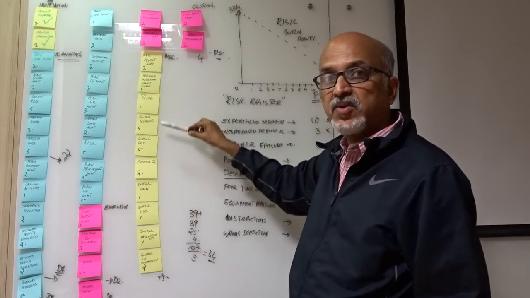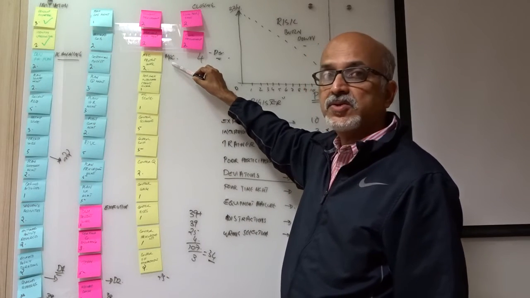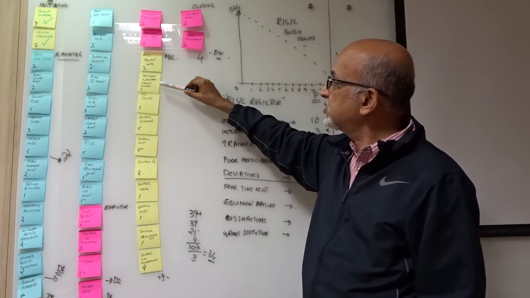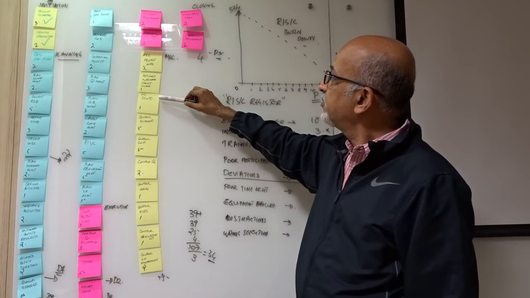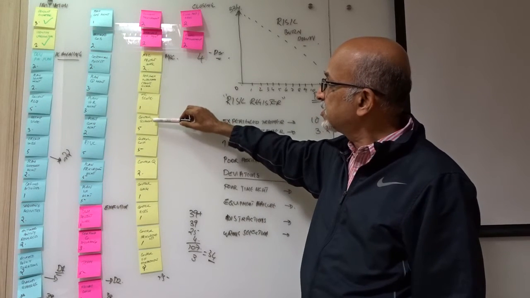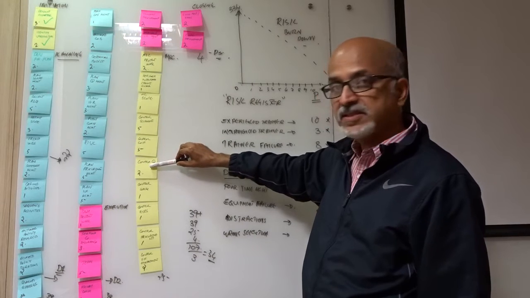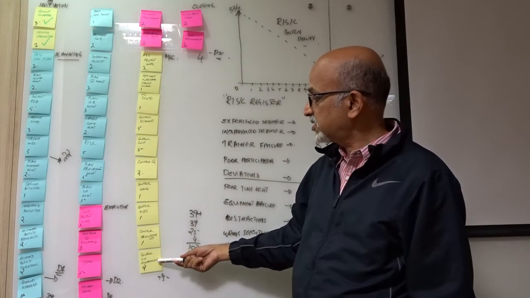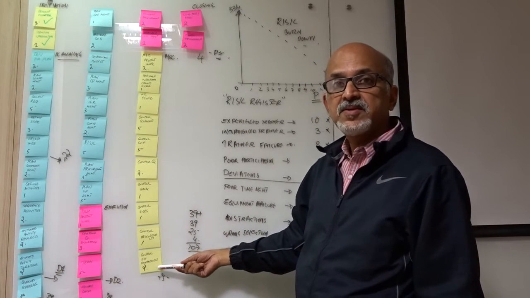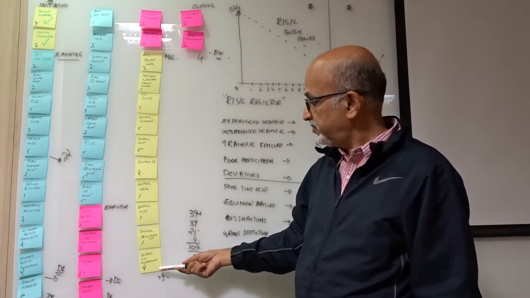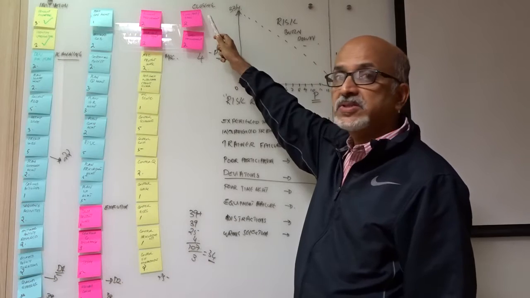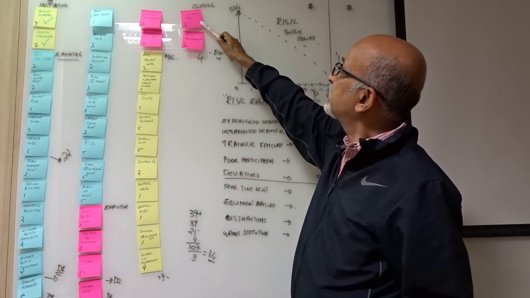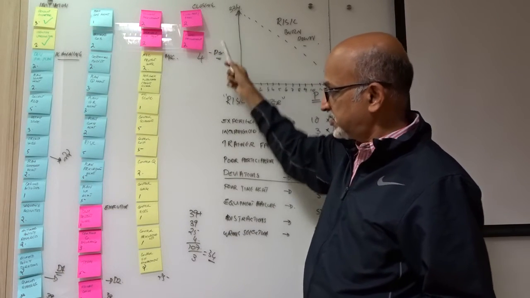Again, this yellow patch of stickies talks about monitoring and controlling. We talk about monitor and control project work, then perform integrated change control, then monitor and control scope, control schedule, control cost, control quality, control communications, control risk, control procurements, and control stakeholder engagement. With that, we complete monitoring and control. Then we get into closing. Closing has two key processes. The first one is close project or phase, and the second one is close procurements.